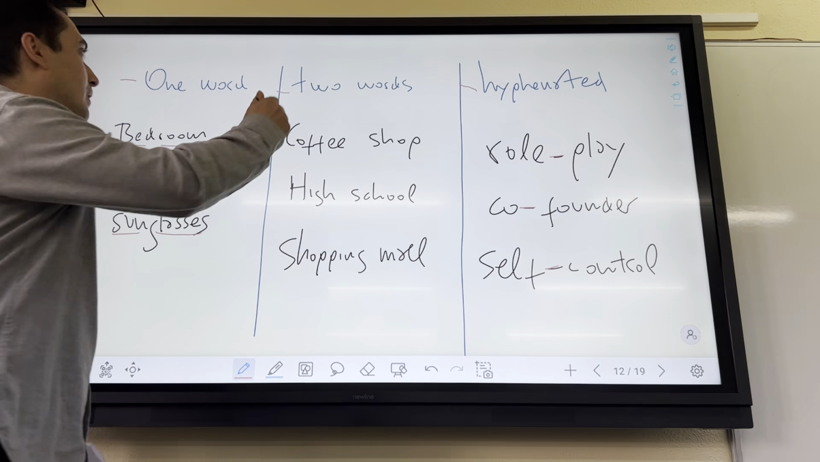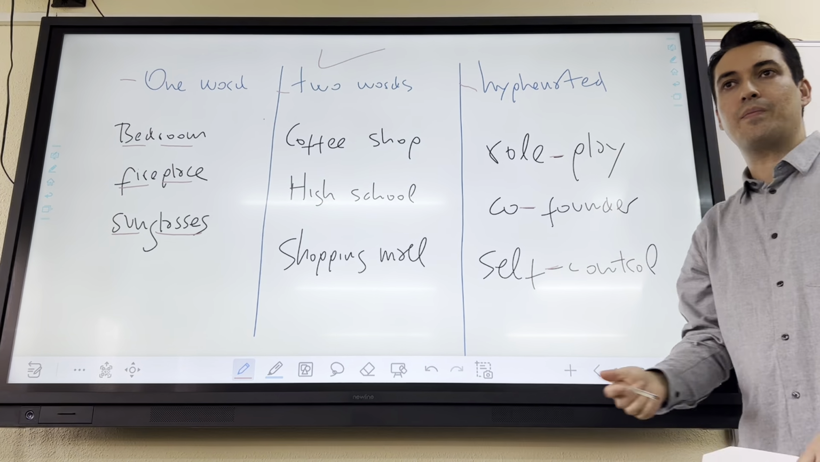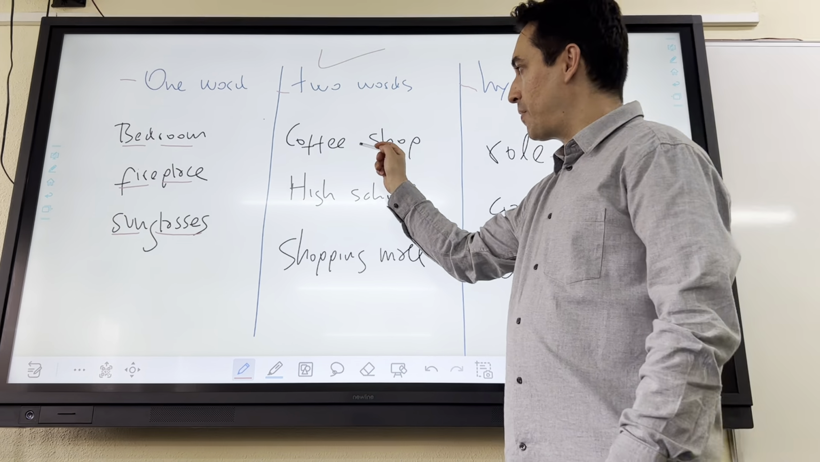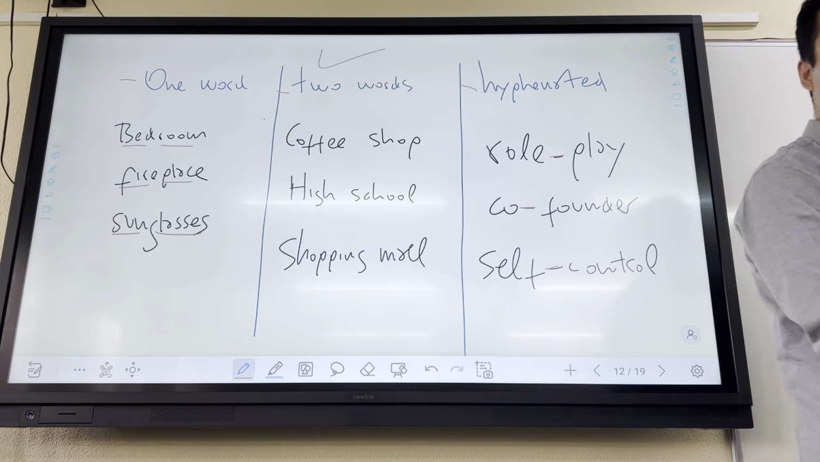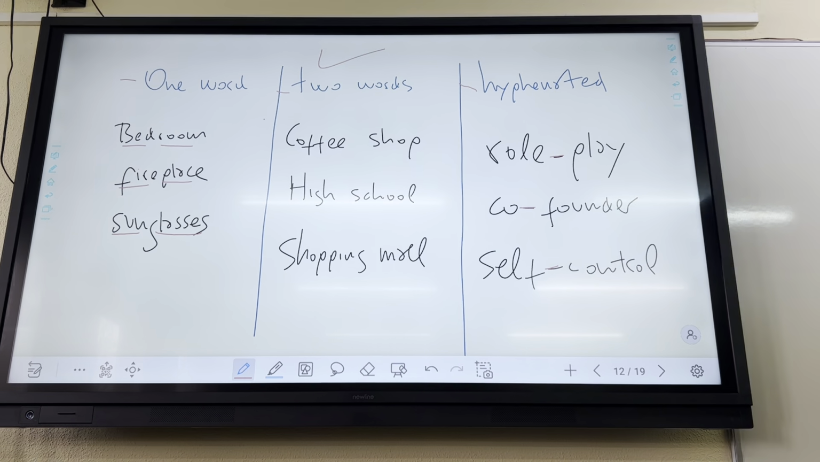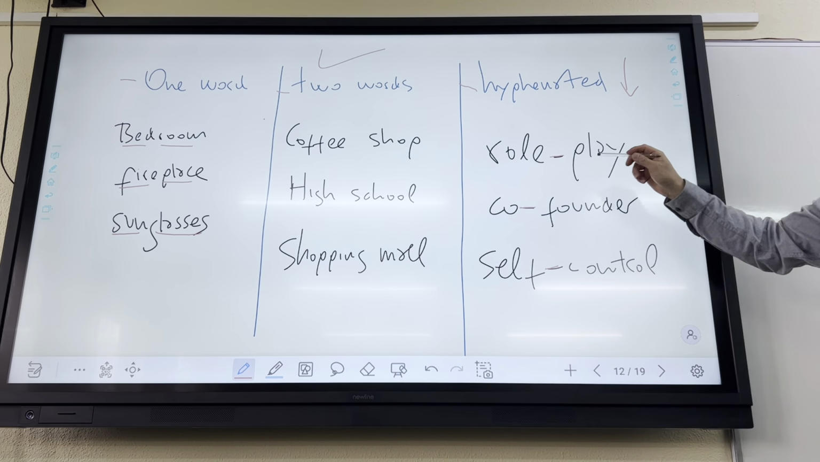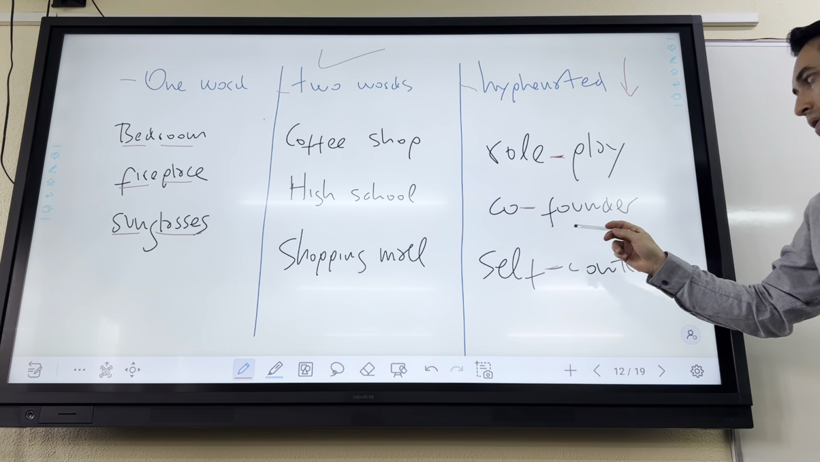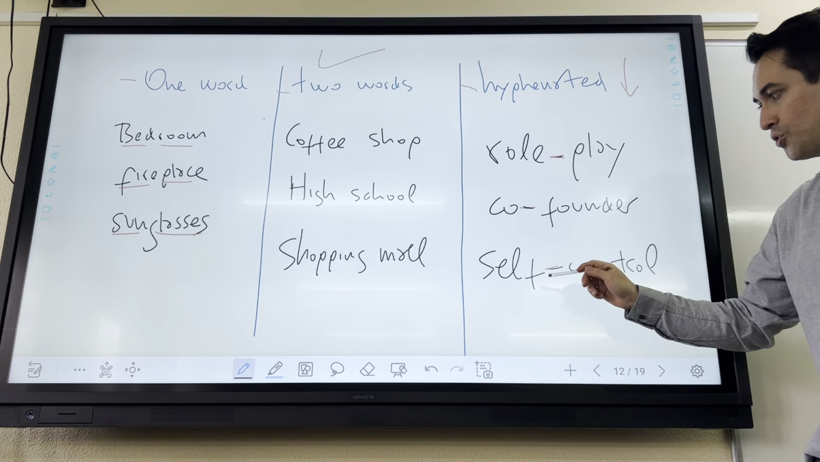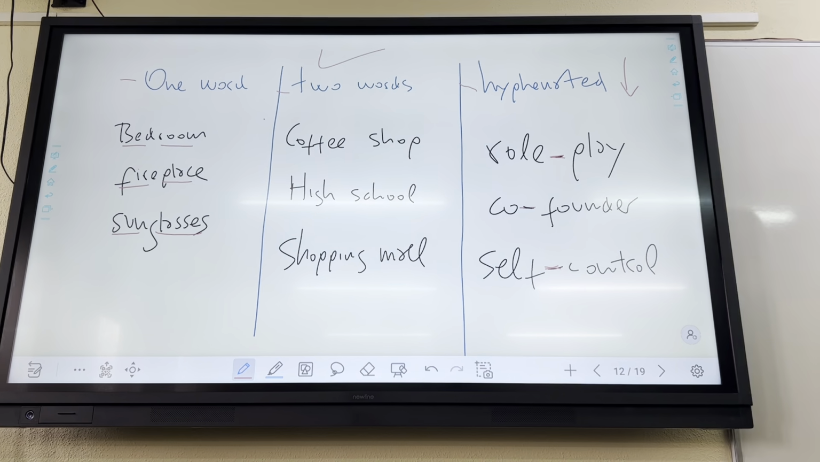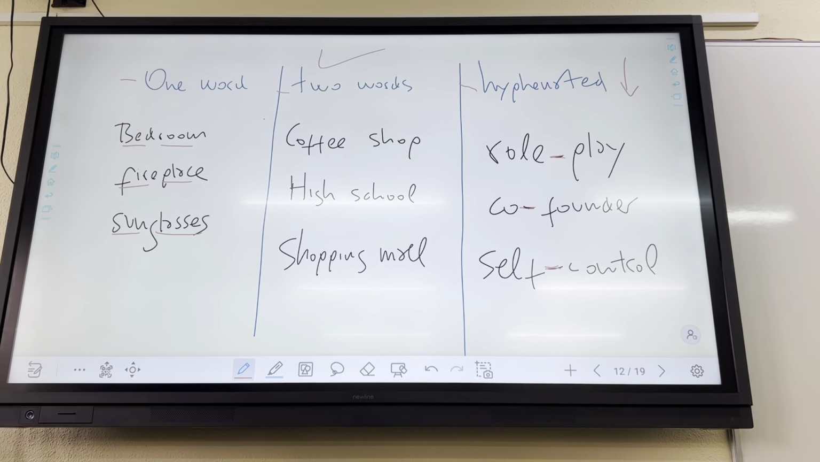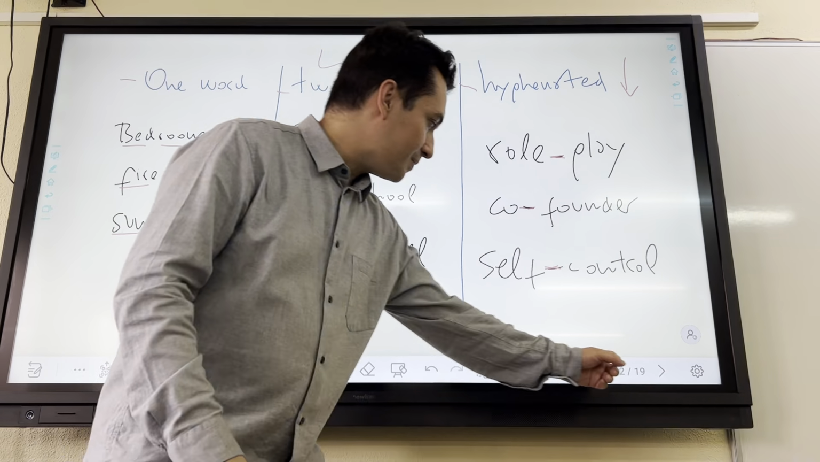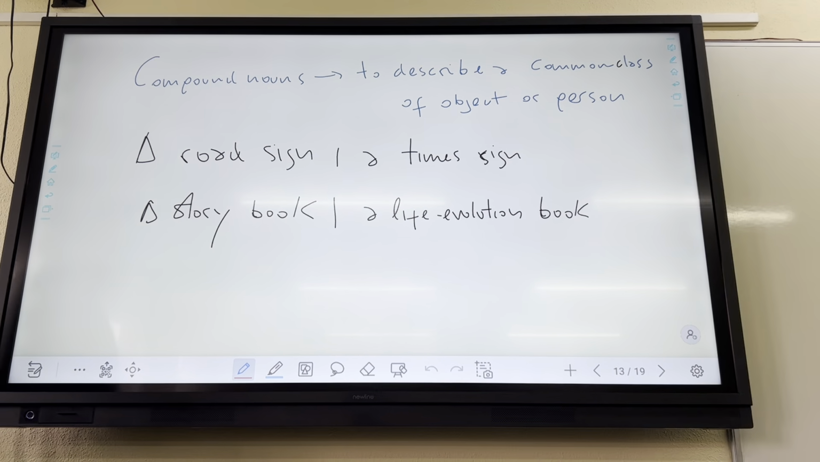Sometimes the most typical type of compound noun is the one made with two words, like coffee shop, separated, high school, separated, shopping mall, separated. And sometimes, only sometimes, they're hyphenated. This is less common. Like, let's do a role play activity. He's the co-founder of the company. Do you need to have some self-control? So again, compound nouns with a hyphen in between. So far so good? Excellent. So compound nouns to describe a common class of object or person.